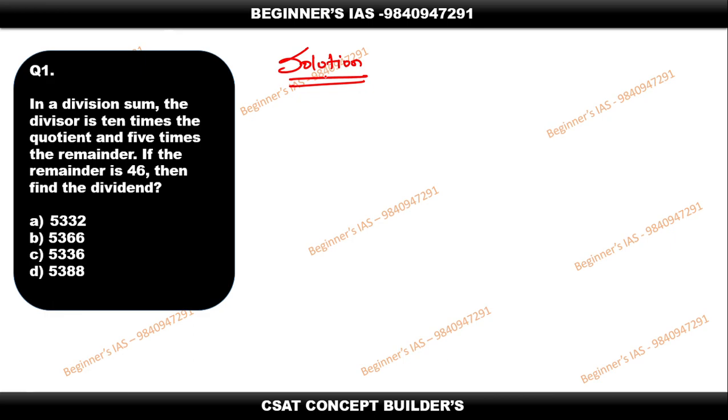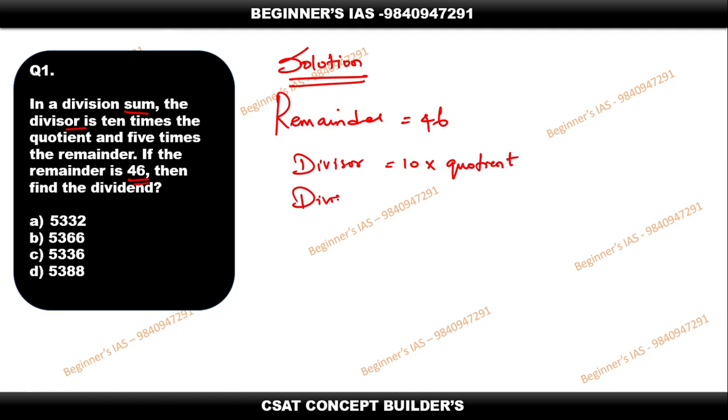So read the given and then what do you need to find out? That is the thing you need to make note of. Here, according to the question, they have provided you the remainder. Okay, here the remainder is 46. After this, read the question first. In a division sum, the divisor is 10 times the quotient, but I don't know the quotient. Then move on. The same divisor is 5 times the remainder. So this is given in the question.